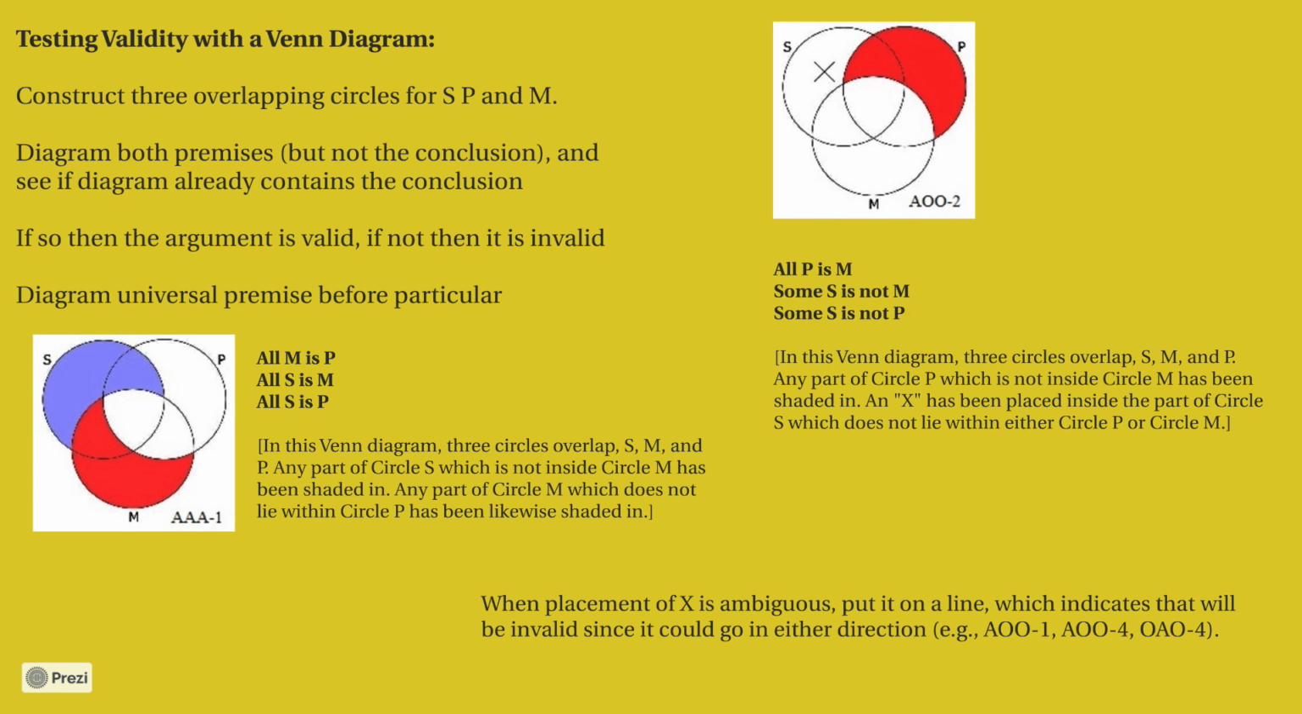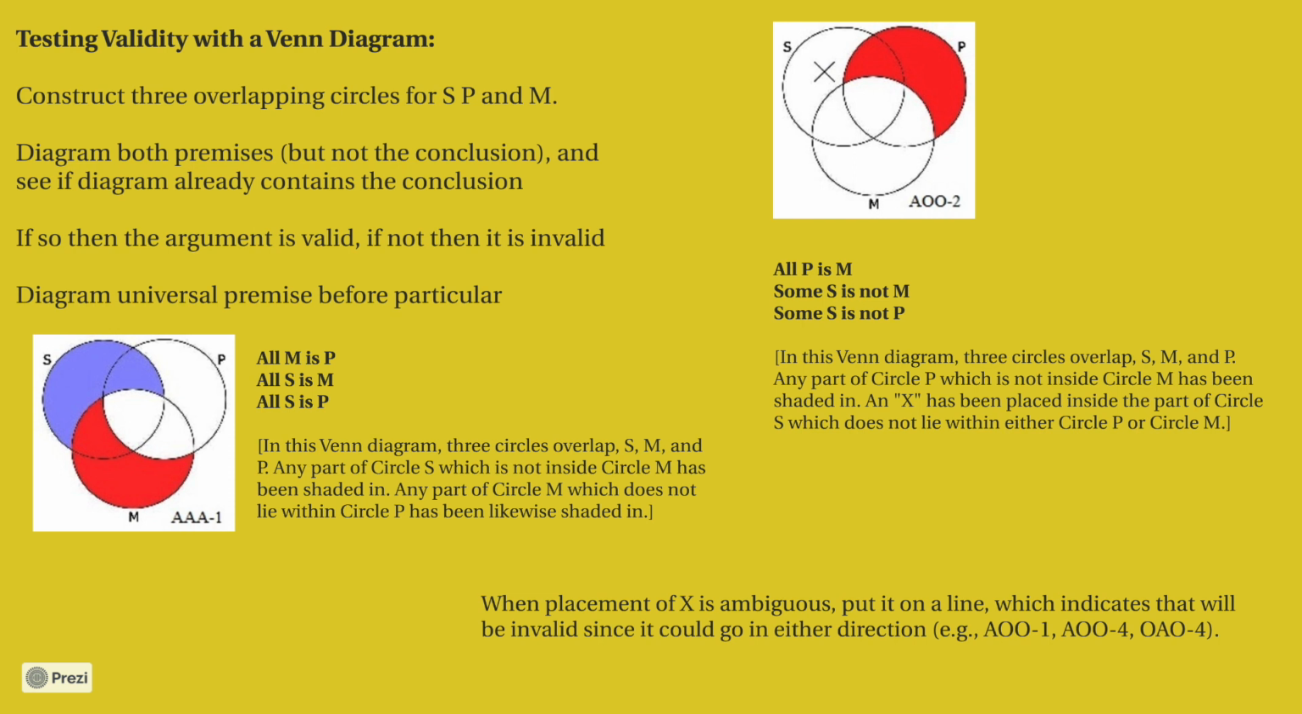Now take the example, all P is M. Some S is not M, therefore some S is not P. Once again, we have three overlapping circles, S, M, and P. Any part of circle P, which is not inside circle M, is shaded in. And then we place an X inside the part of the circle S, which does not lie within either circle P or circle M. Next, we place an X in the remaining part of circle S that is not part of circle M. And since all P remaining lie within circle M, we can now see that the X inside of S is clearly outside of area P. So indeed, this argument seems to be valid.